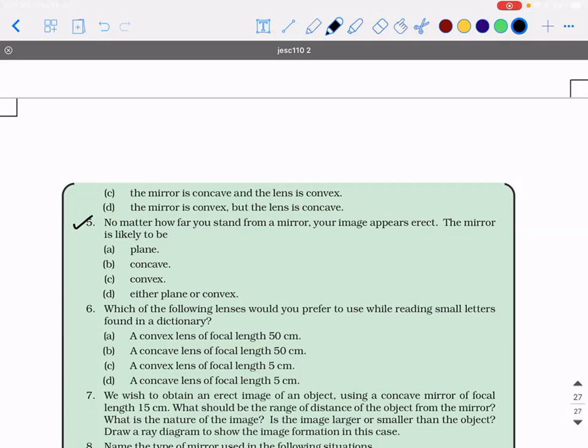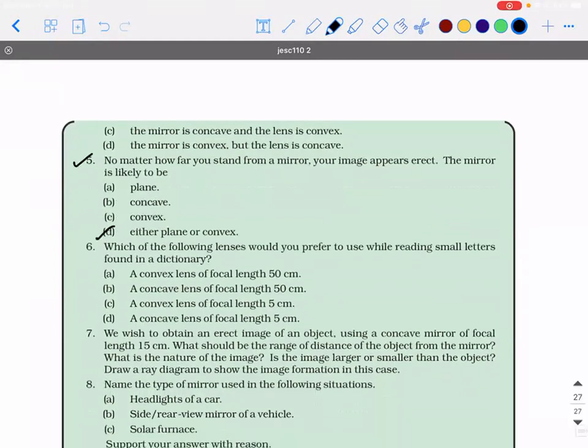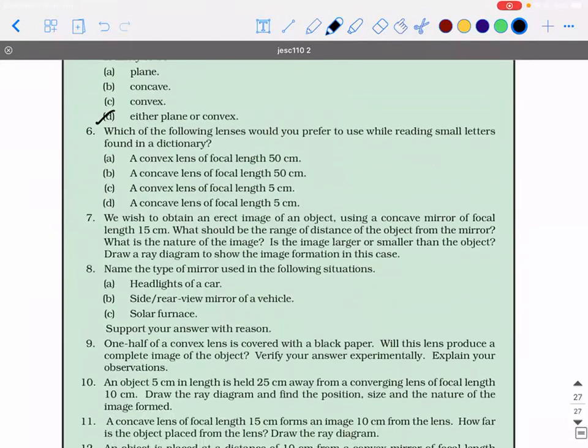So what is the answer? Wherever you stand in front of the mirror, your image is always erect. Erect means it is always virtual. Convex. So this is where we go wrong. We don't think. It can either be a plane mirror or it can be plane or convex. Revisit. No, plane mirror also forms a virtual image. Next. Seventh one.